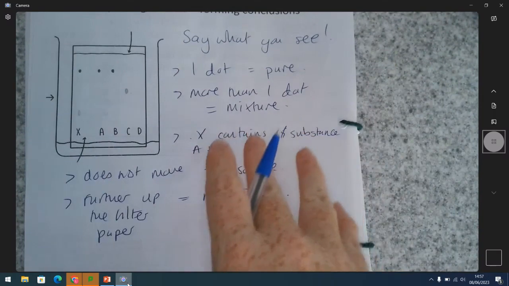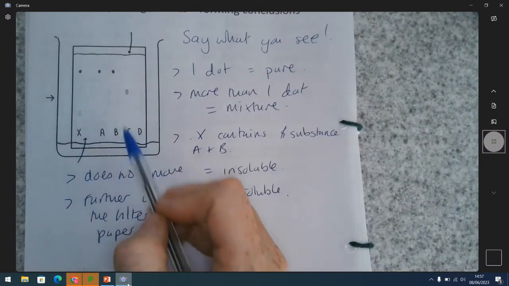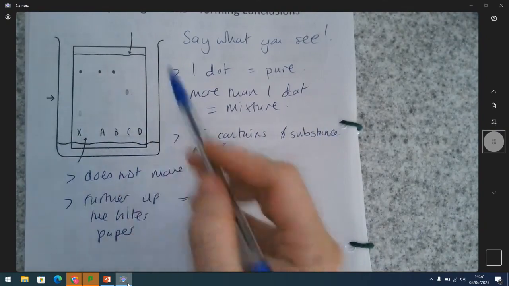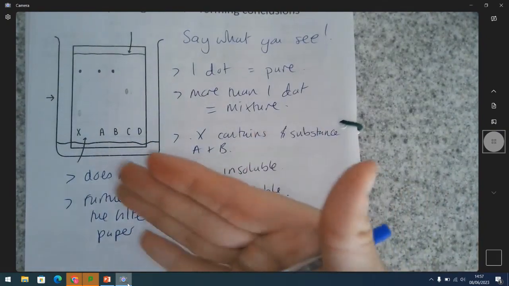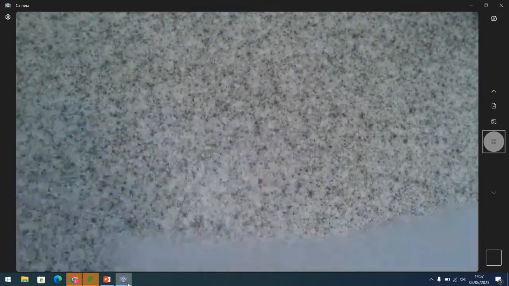So these are really questions that you shouldn't leave blank. So I could also say X does not contain any C or D. So there's lots of conclusions you can in fact write about a chromatogram. The key thing is saying what you see happening.